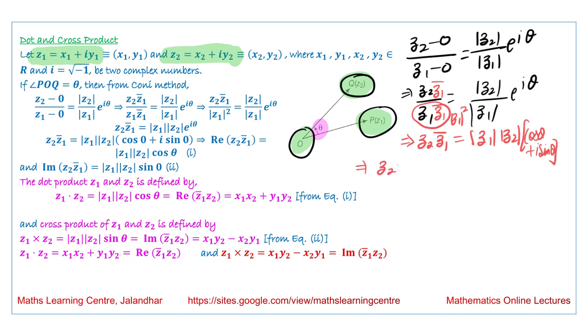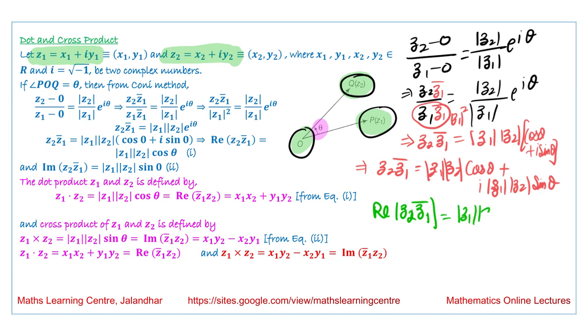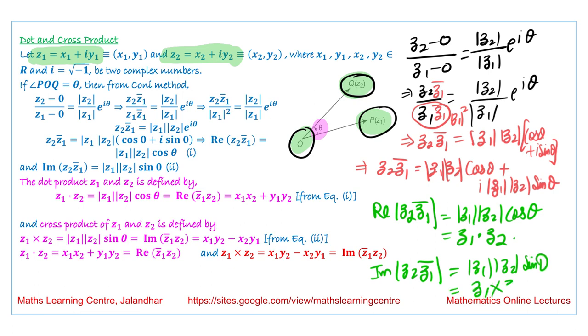So this implies that z2 z1 bar is equal to mod of z1 mod of z2 into cos theta plus iota mod of z1 mod of z2 sin theta. So what we obtain from this is that the real part of z2 z1 bar is equal to mod of z1 mod of z2 into cos theta, which is basically the dot product of z1 and z2, and the imaginary part of z2 z1 bar is equal to mod of z1 mod of z2 into sin theta, and this is equal to z1 cross z2. So these results are mentioned over here: z1 dot z2 is the real part of z1 bar into z2, and z1 cross z2 is the imaginary part of z1 conjugate into z2.